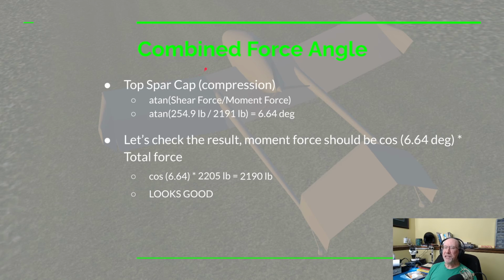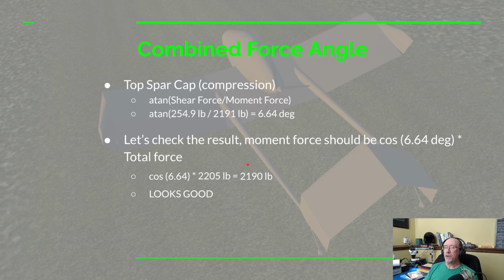Well, actually, that's pretty easy to do. You take the ratio of the shear force to the moment force, and then you put that into a trigonometric function called arctangent. You do that and we come up with 6.64 degrees. It's pretty simple. Now let's make sure that actually makes sense.